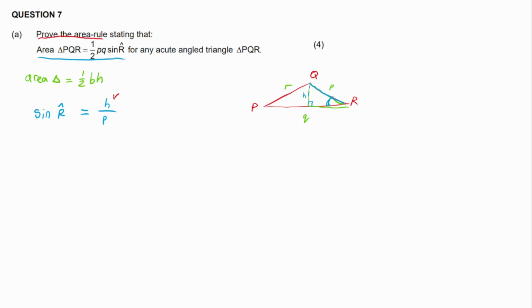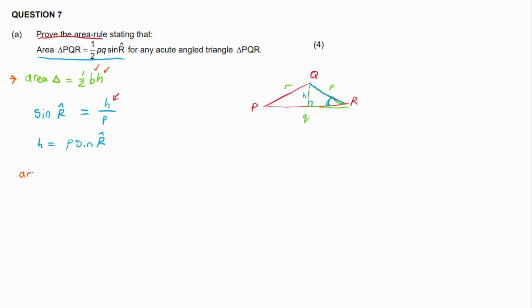But we're trying to solve for our h. So we make h the subject of the formula, and we get that h is equal to P times sine angle R. Now we're going to use the area formula and substitute in what we know. We know the base, and we know the height. I'll show you what the base is in a second.